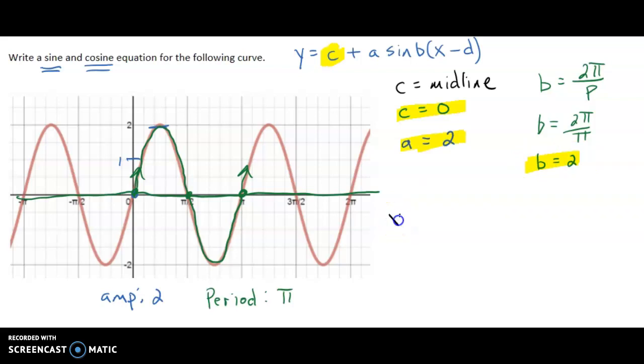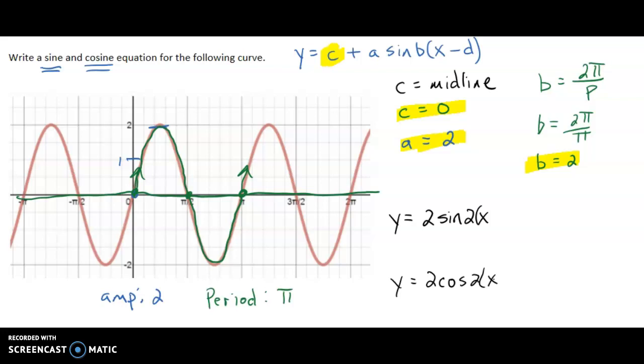So I'm going to start writing these equations. 0 I'm just going to leave out. B is 2. And I'll leave a little space here. And then actually we'll just put it down here. The cosine curve is going to start to look the exact same way. Let's write cosine and not sine. So cosine of 2, and then now we just have to find the phase shift.